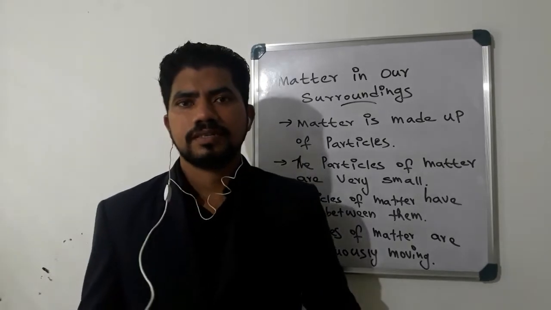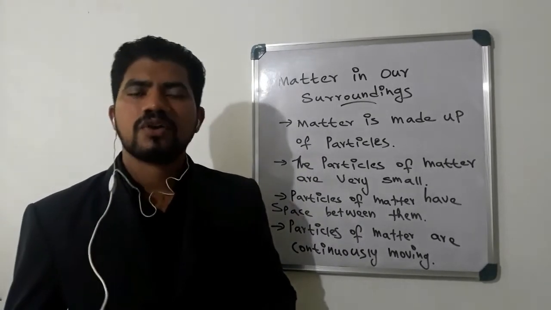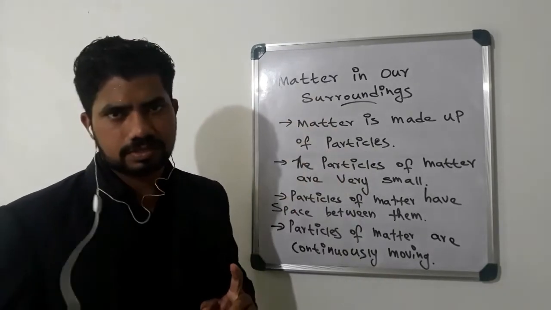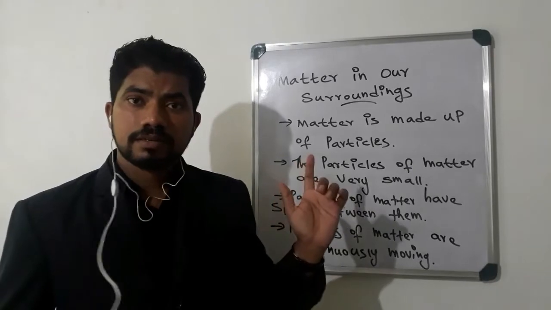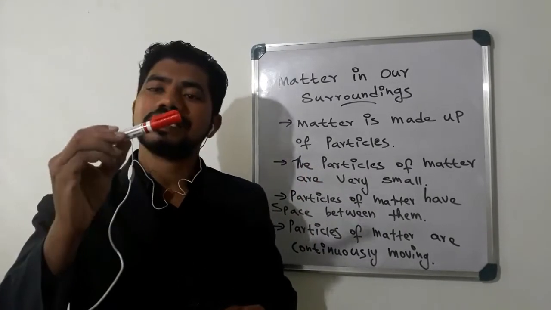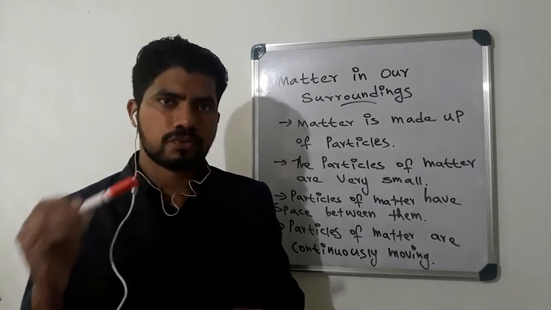Hello everyone. Today we are going to discuss our first chapter in chemistry, matter in our surroundings. Actually, first of all you should know what matter is. Can you see this red ink? This is matter in the solid form.